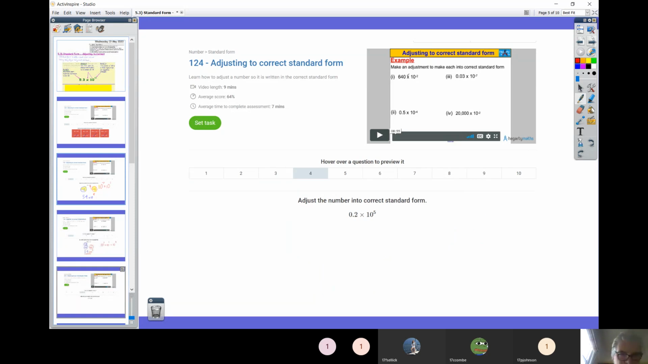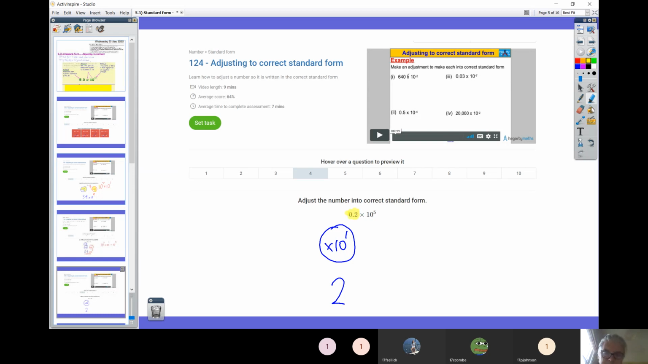Okay, let's go through the same process for question number 4. I need the first number to be between 1 and 10. 0.2 is not between 1 and 10. So how do I make it between 1 and 10? It becomes 2. I have multiplied it by 10 to the power of 1. 0.2 times 10 to the power of 1 is 2. Now, that's dealt with the first term.